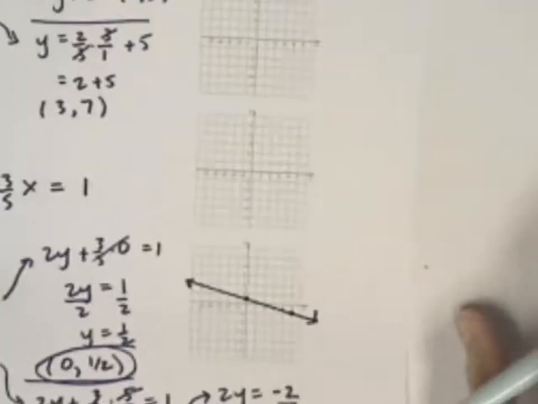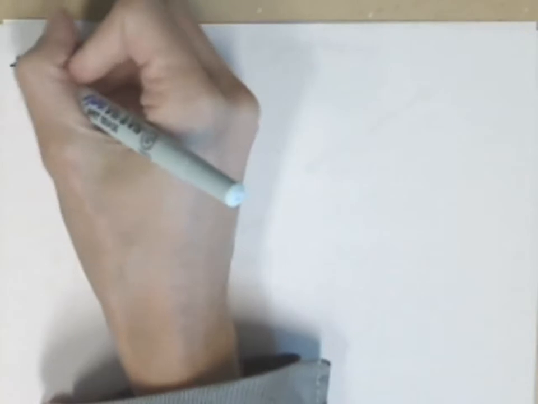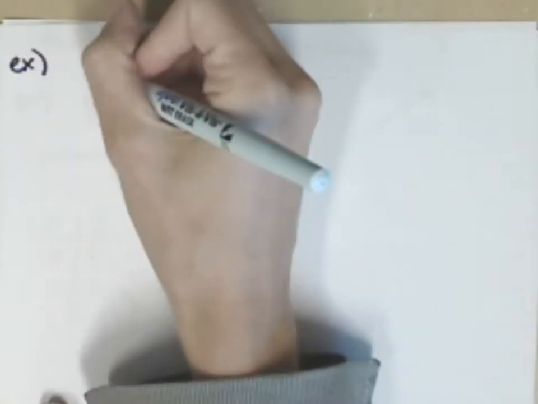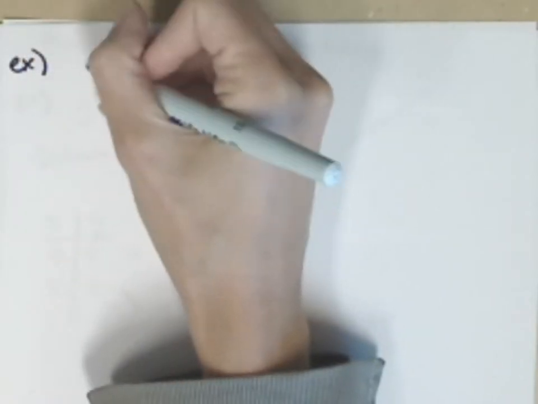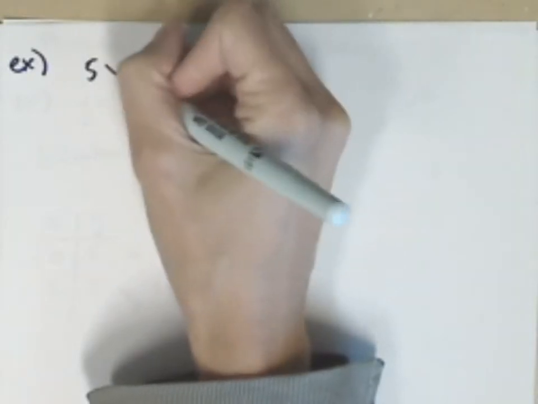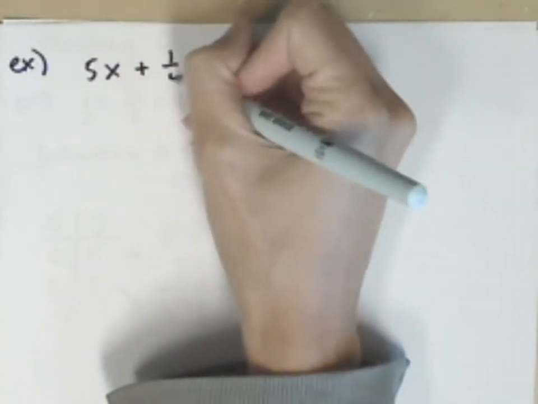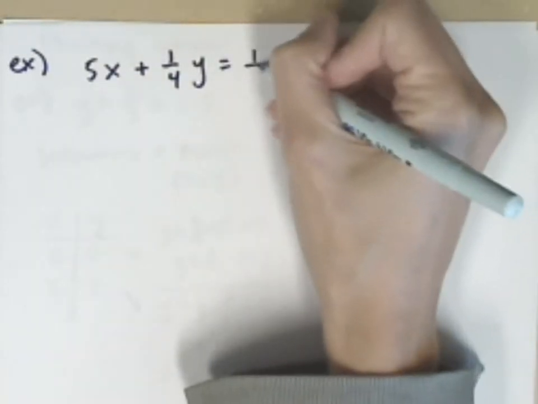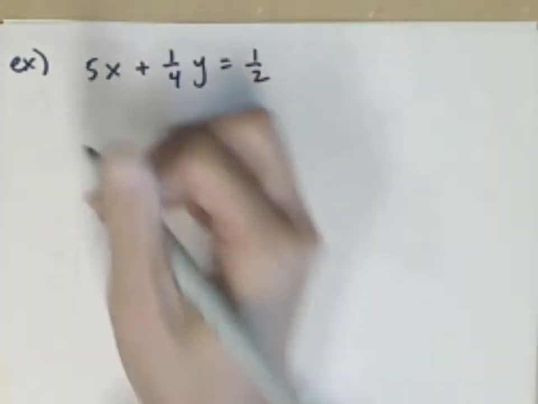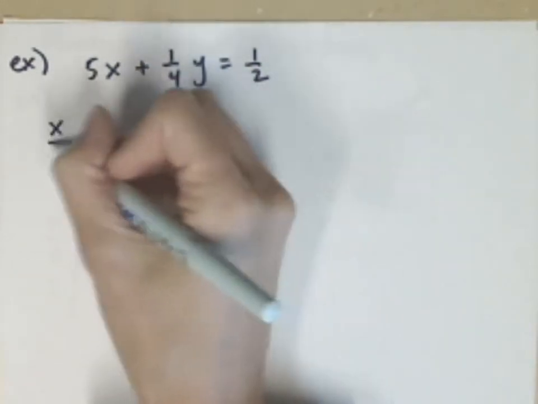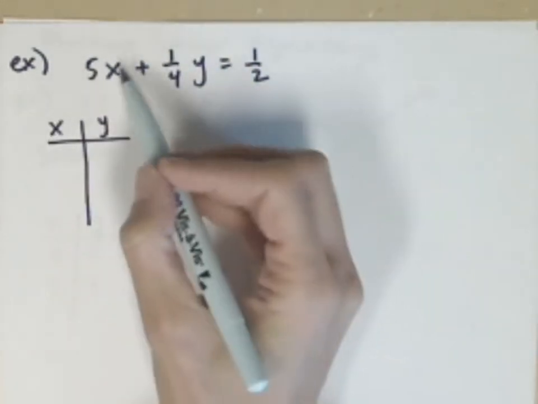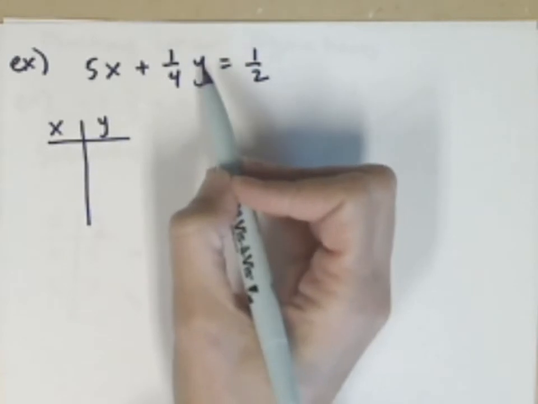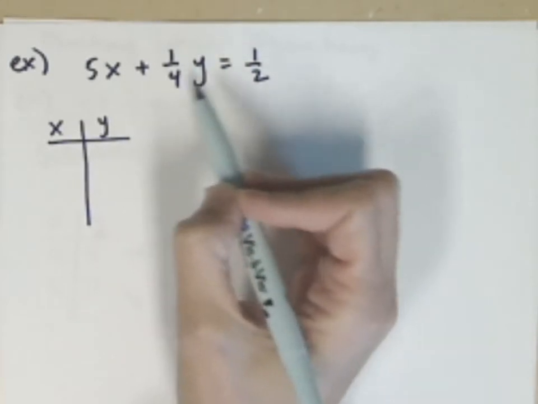Let's do one more. Okay, so for our last example, let's take this one. Let's do 5x plus 1/4 y equals, how about 1/2? Okay, so x and y. I can let x be anything, or I can let y be anything. This time, let's try and get rid of that 1/4.